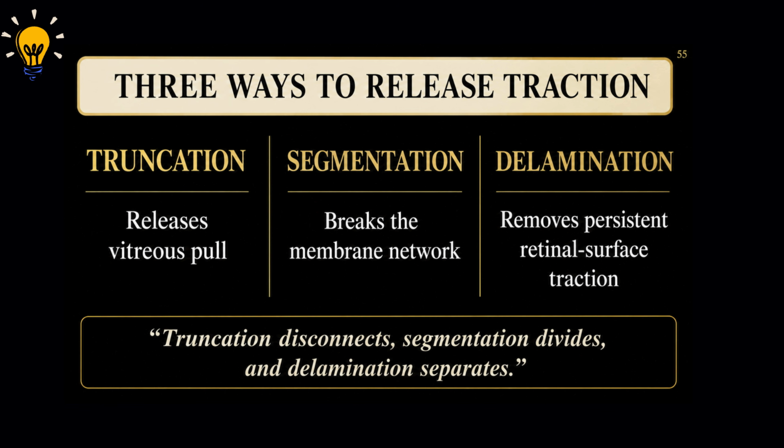So, to summarize, these three terms describe different ways of relieving traction. We have truncation, which relieves the anterior-posterior traction, and it means cutting the attached posterior hyaloid around a fibrovascular adhesion so that the vitreous no longer pulls on that area. Segmentation means dividing the connected fibrovascular membranes into smaller islands to stop traction from being transmitted across the retina, that is, relieving the tangential traction. Delamination means separating the membrane from the retinal surface when it continues to pull on or distort the retina. Right? So, in simple terms, truncation relieves the vitreous pull, segmentation breaks the membrane network, and delamination removes the persistent traction from the retinal surface despite segmentation.